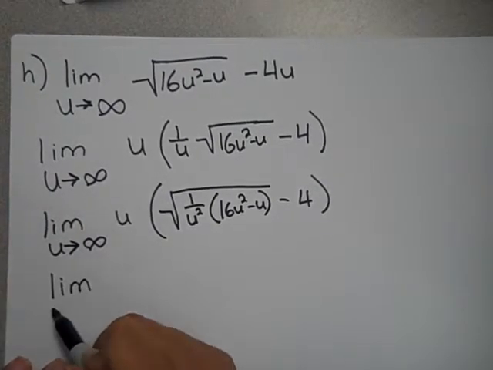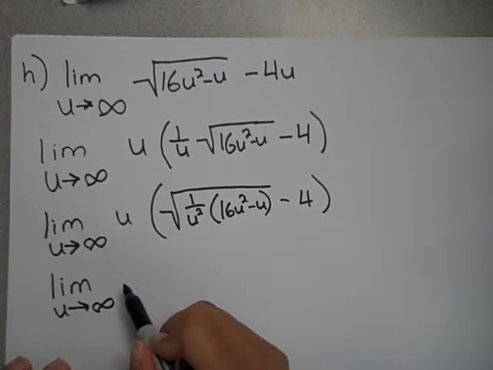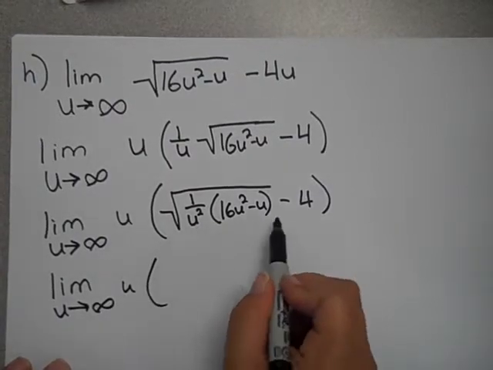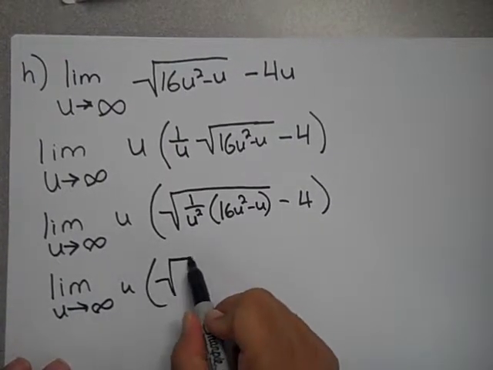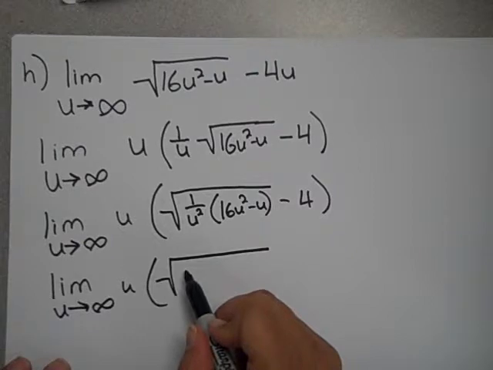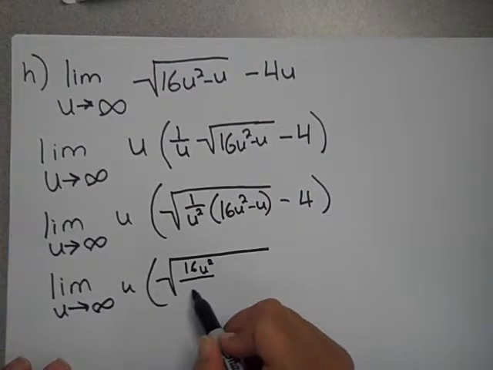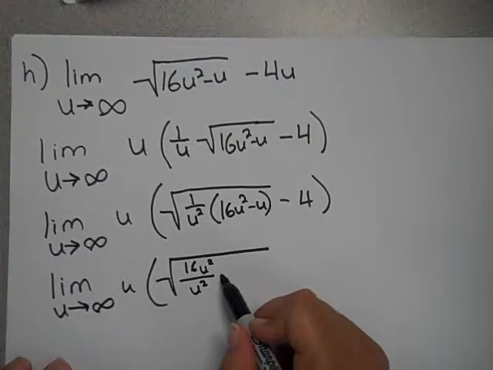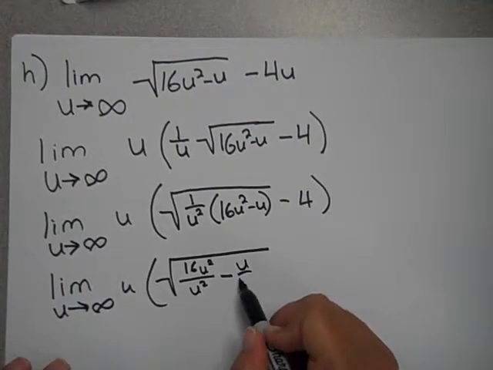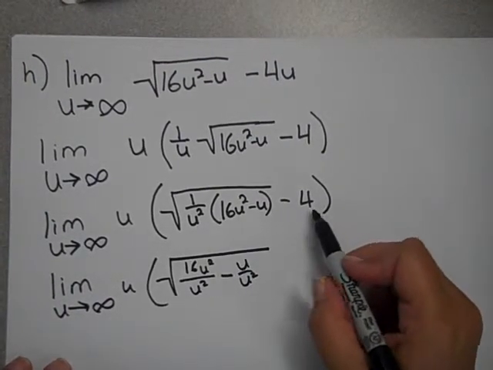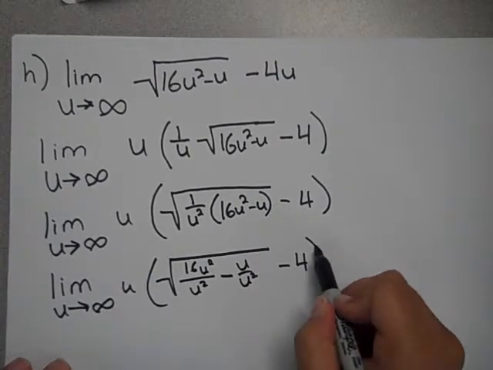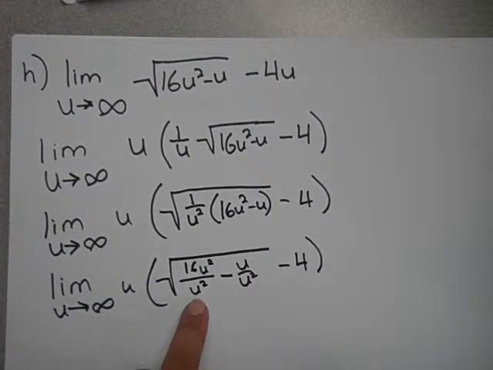So the next step would be to distribute this. So we have square root of 16u squared over u squared minus u over u squared. And then we didn't have to do anything with that 4, so that's just right there. Well, now we have limits that we can deal with.